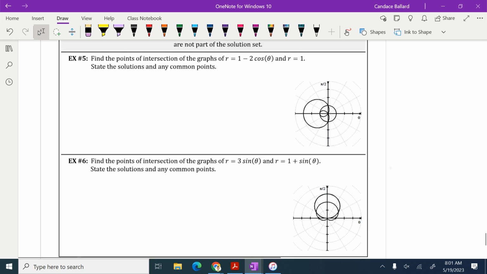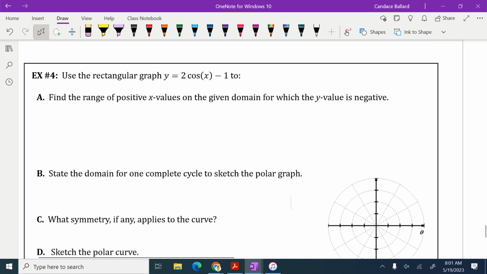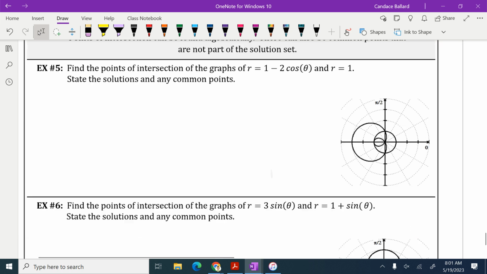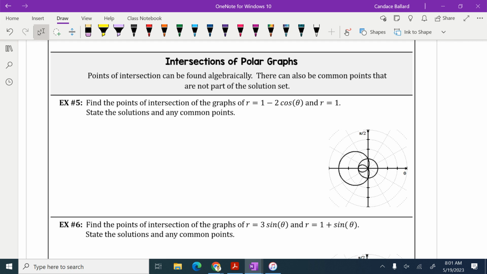I really want to make sure we do example 5 and 6 because we need these two for next year. It really just gives us the inner loop thing again. So let's make sure we understand these two here. These are the important ones. So this is why I kept doing this lesson. So, the intersections of polar graphs. Points of intersection can be found algebraically. There also can be common points that are not part of the solution set.